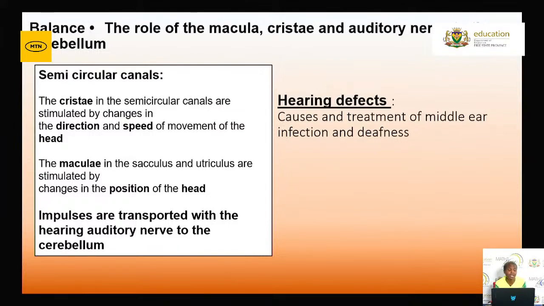And then also under balance, we have the semicircular canals. You still remember that they are responsible for balance. Remember the receptor which is found inside the semicircular canals is the cristae, and then inside the sacculus and utriculus we have a receptor called macula or maculae. You remember that these two receptors are responsible for balance. So please remember that. And then the hearing defects, causes and treatment of middle ear infection and deafness.